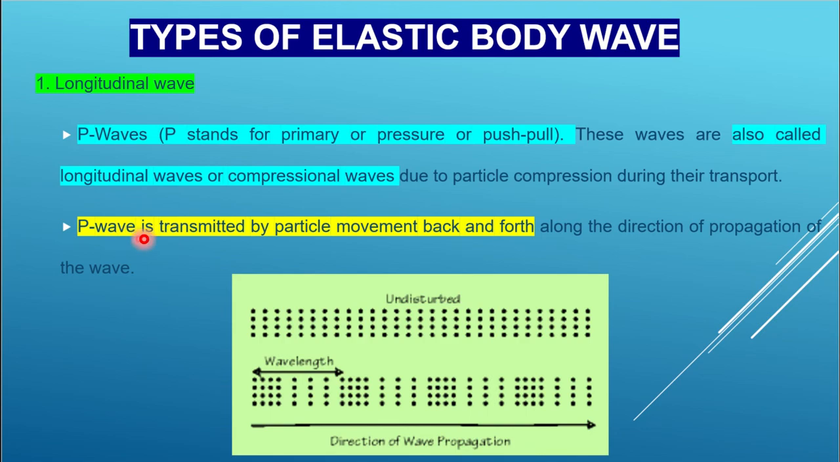That is, a P wave is transmitted by the particle movement back and forth along the direction of the wave, such that the particles experience a compressive force. These are called P waves, for primary waves, or pressure or push-pull waves. Push-pull means it is pushing this particular group of atoms and this row of atoms is pulled away. So this is called P waves, or longitudinal waves.